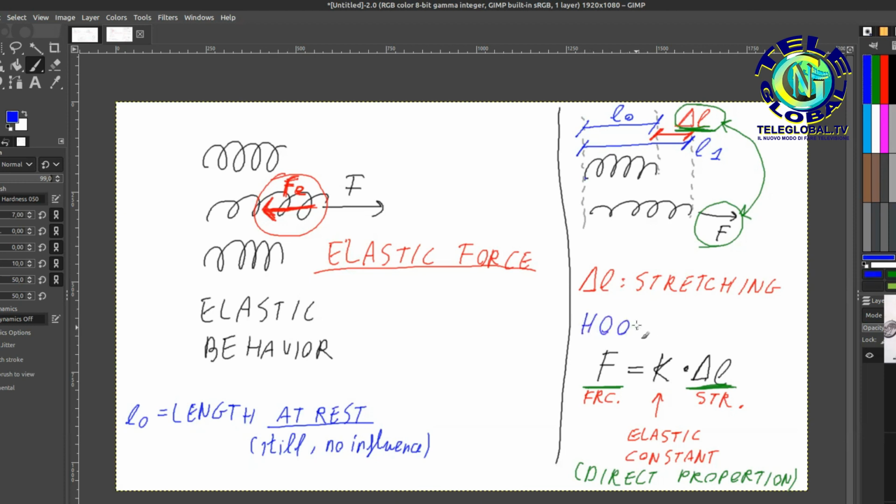And this rule has a name. It's called Hooke's law, where Hooke is just the name of the guy who discovered it. Is it all clear until now? Maybe, is it clear for you? Yes, it is.